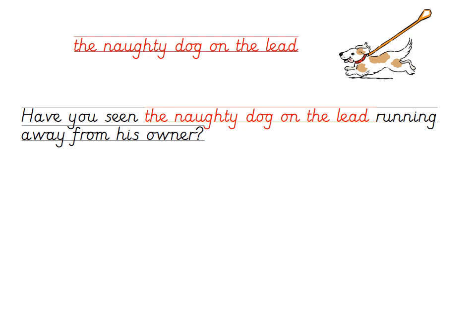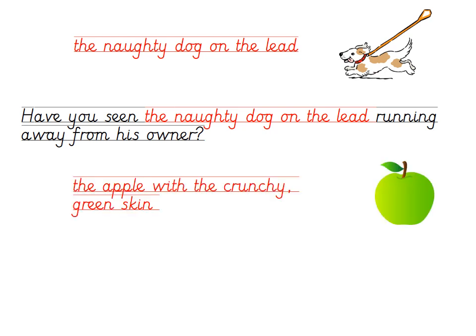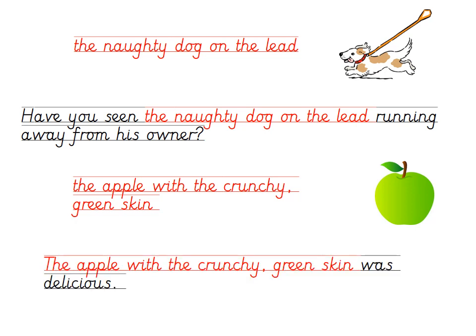Let's have a look at another expanded noun phrase. The apple with the crunchy green skin. This time, I'm going to explain in my sentence how the apple tasted. I have created the sentence, the apple with the crunchy green skin was delicious. I have started my sentence with a capital letter and I have finished my sentence with a full stop. The verb in my sentence is was.